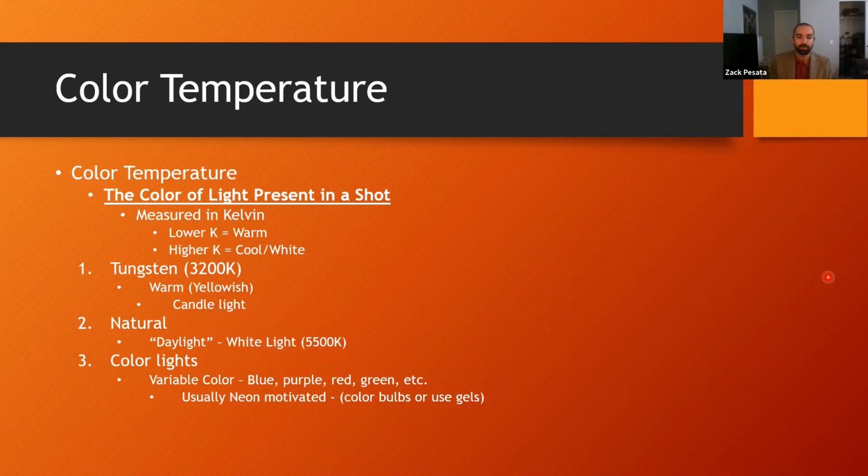So like blues, purples, reds, greens. Usually they're motivated by a neon light in the frame, and then the cinematographer supplements that with another light fixture. To achieve these very dramatic colors, the lighting fixture might have a bulb that's actually painted, or they use gels that they place in front of the lighting fixtures to project that color.